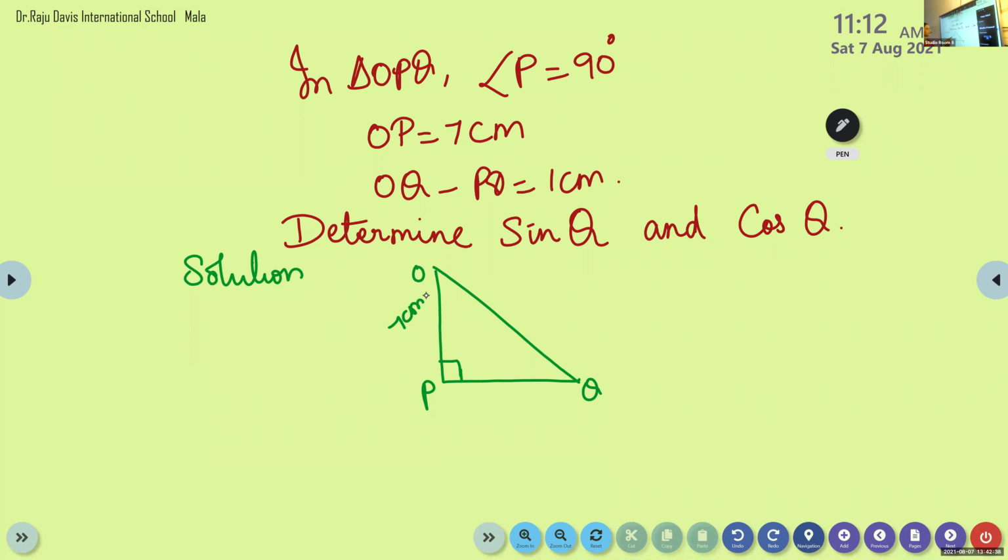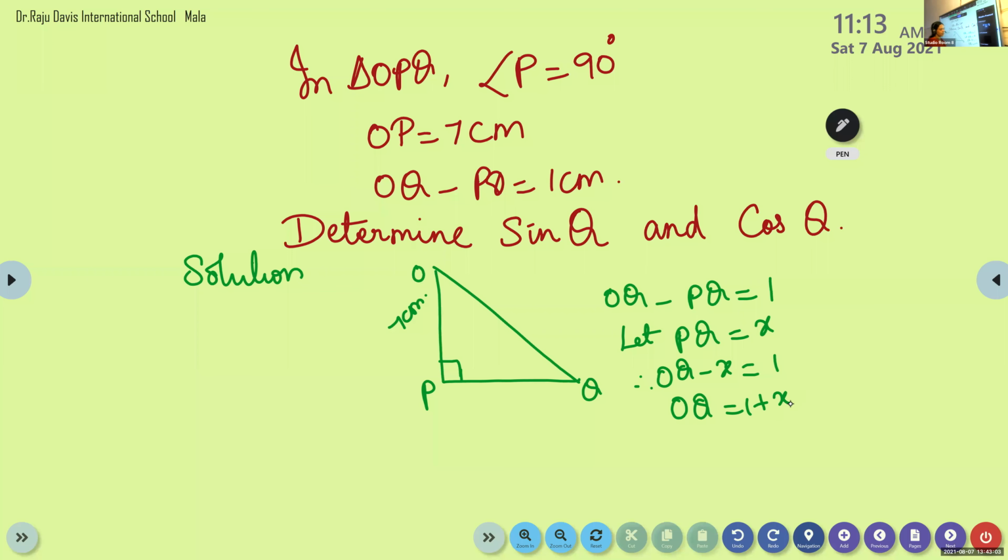And what else is given here? OQ minus PQ is 1. So suppose we take PQ as X. Therefore OQ minus X is 1, so OQ will be 1 plus X.